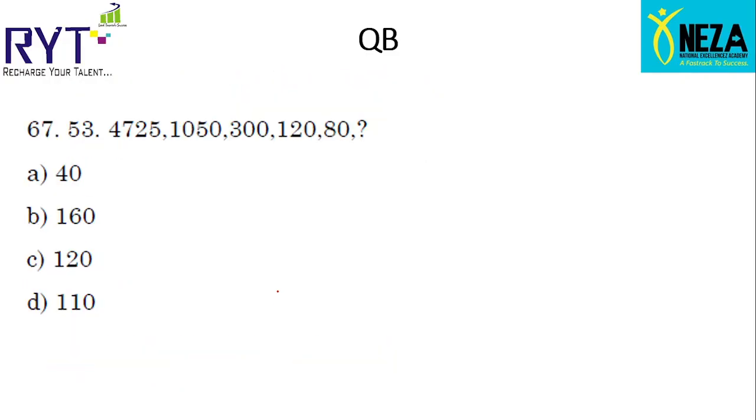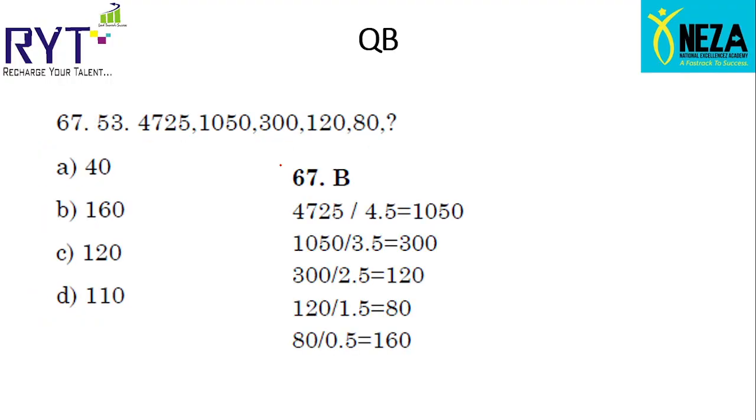Question number 4,725, 1,050. Look at this. It is decreasing drastically. The numbers are decreasing drastically, which means you can just observe that they are going to be divided by some number. When we check how they are divided, first number is divided by 4.5. Second number is divided by 3.5. Third number is divided by 2.5. Don't know how to get this? Quite simple.